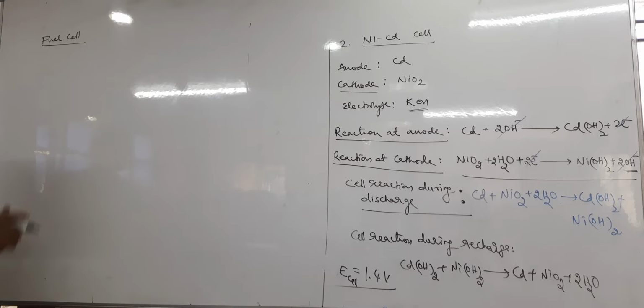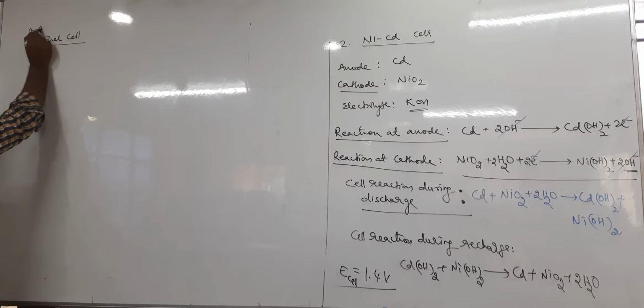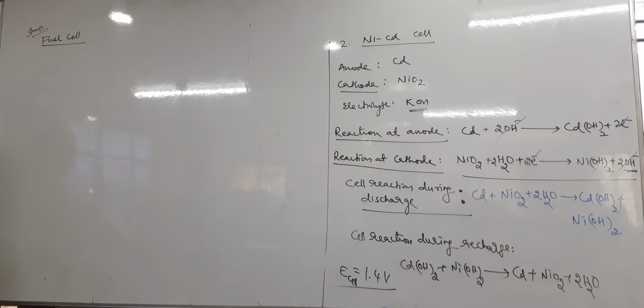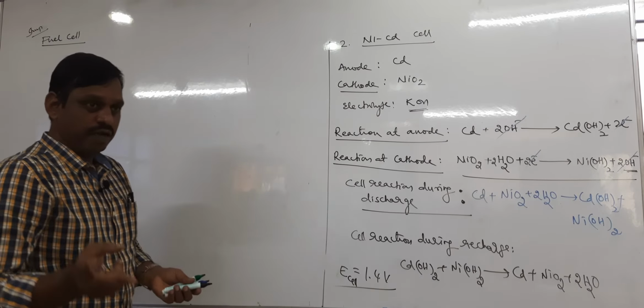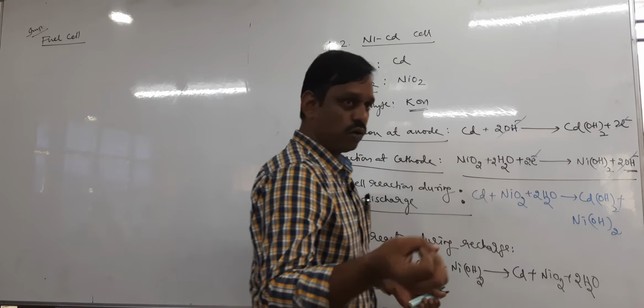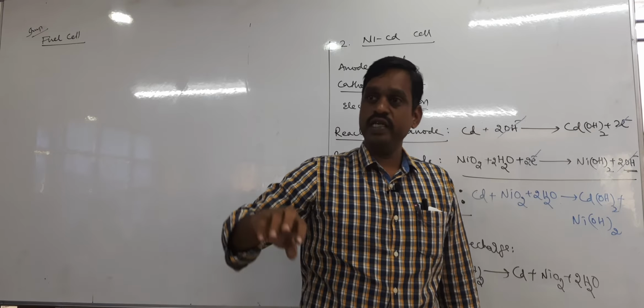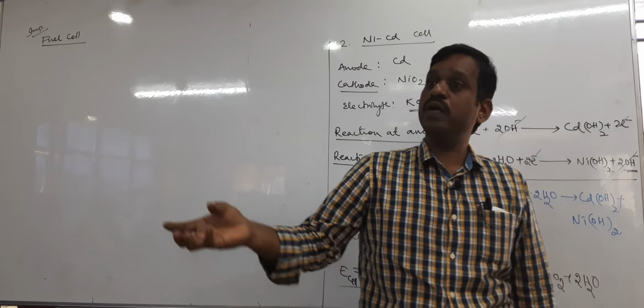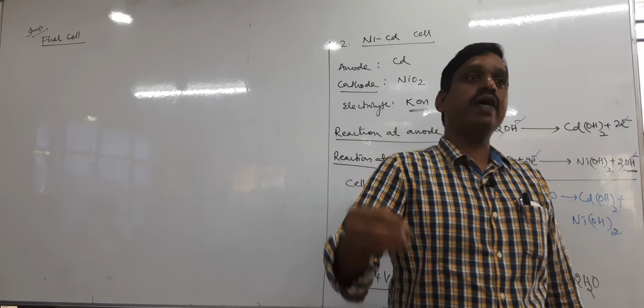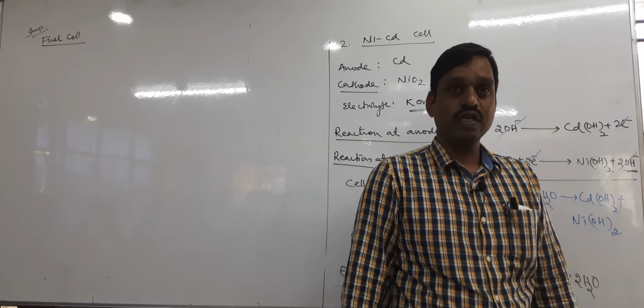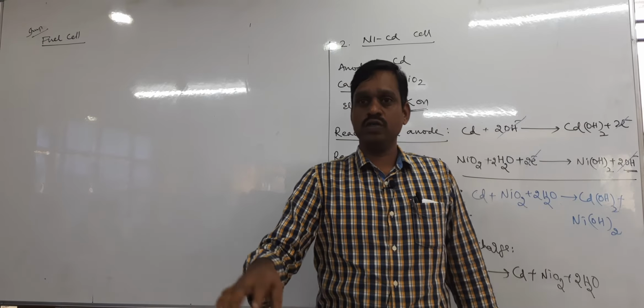Next is the fuel cell, important. Okay, listen. So what is a fuel cell and what example do we have? See, so far we have studied primary and secondary cells. In a primary cell, once the chemicals are used, the primary cell has to be thrown away. It cannot be reused. In a secondary cell, once the chemicals are used, they can be regenerated by passing current from an external source in the opposite direction.